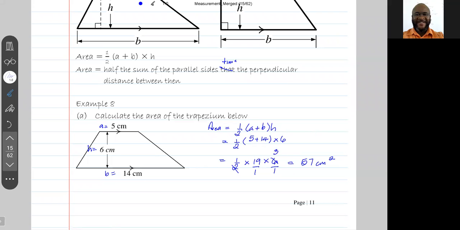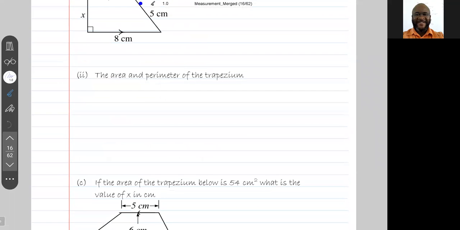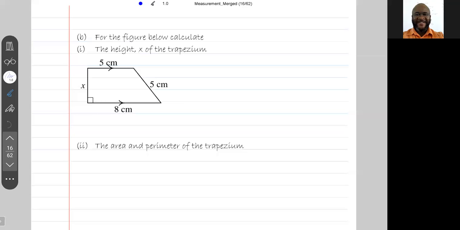Let's have a look at B. So B says for the figure below, and we can all see that the figure below is a trapezium. We're to calculate the height of the trapezium, the area, and the perimeter. The height, the area, and the perimeter. All right, so for B, very quickly, do B, type your answer in the chat.